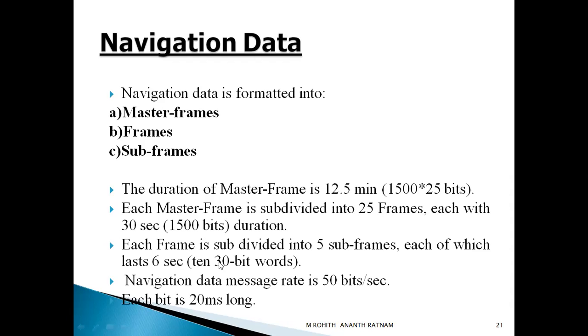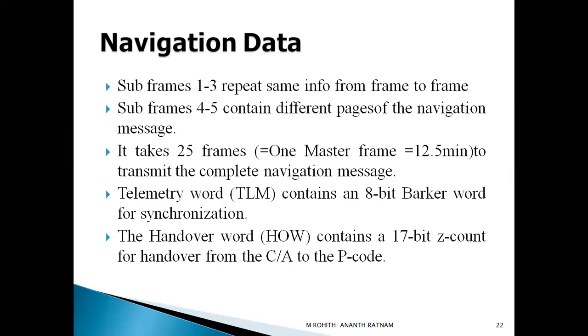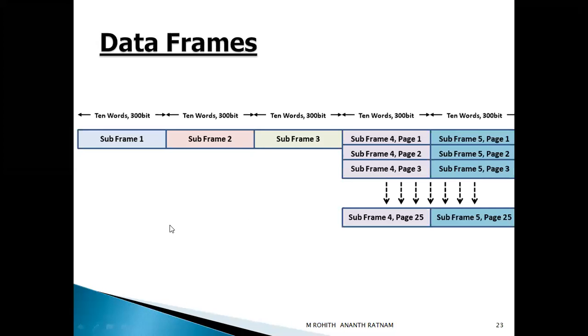Each frame again is divided into 5 subframes, and each subframe takes at least 6 seconds for transmission, with 30 bits of word, right? So let us see how these frames will be divided. Each subframe will be repeated for frames 1 to 3, and frames 4 and 5 contain the navigation message, while 1, 2, 3 frames will be the same, and it takes a total of 25 frames. Fine. So it is formed like this.